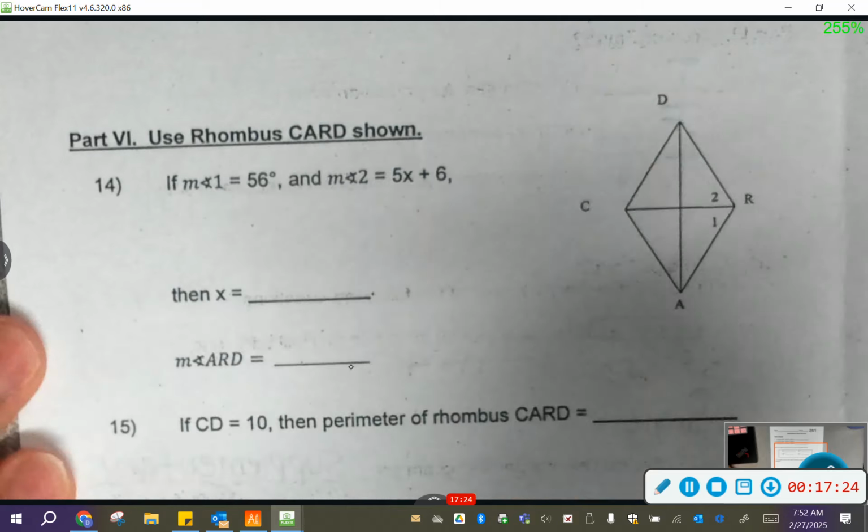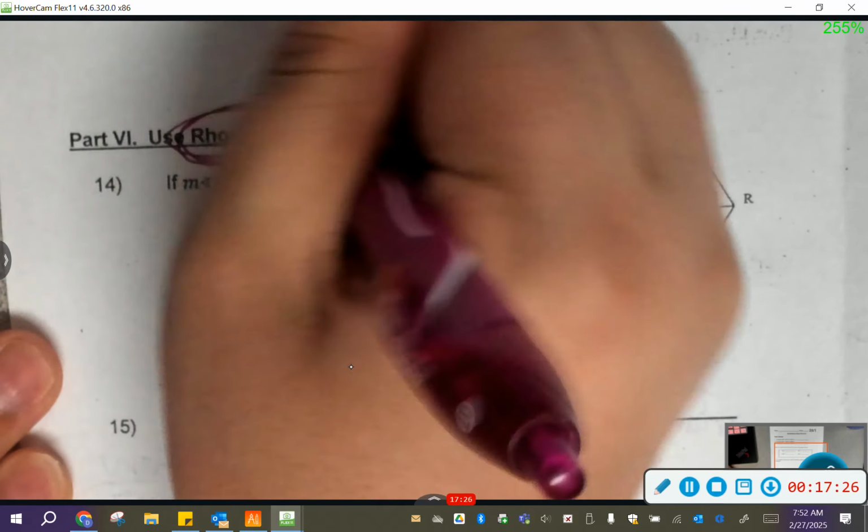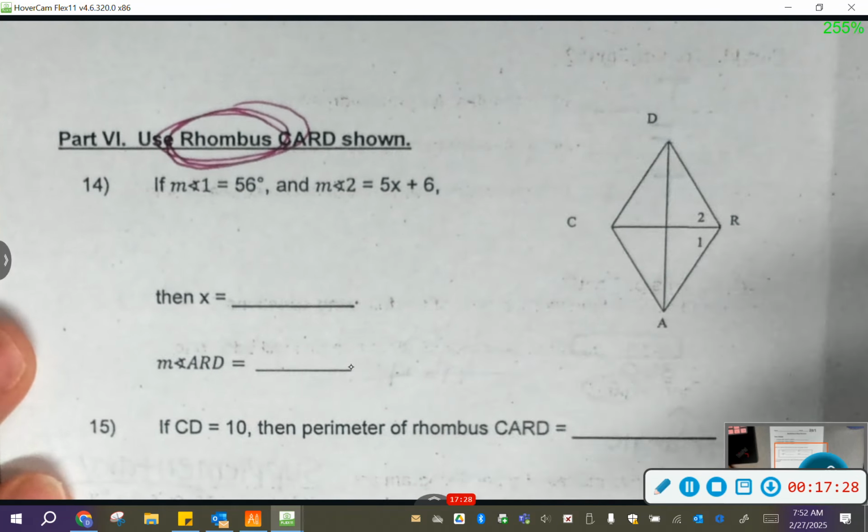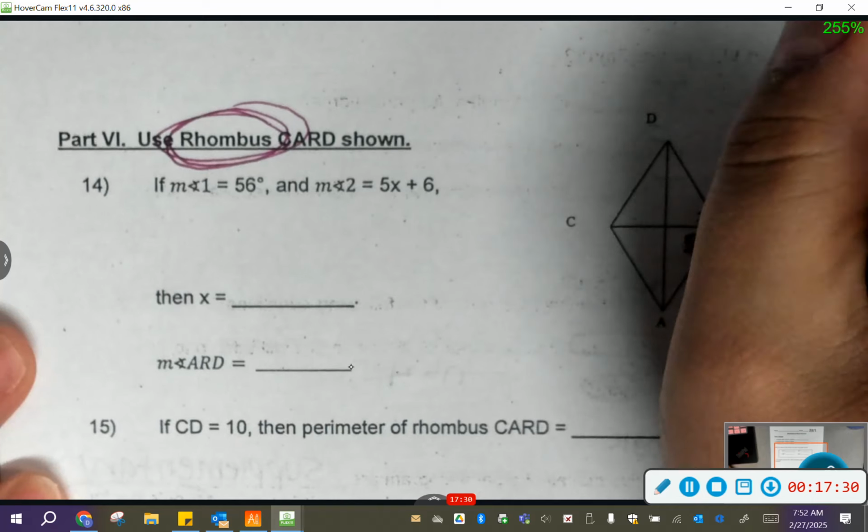A rhombus. My next section is rhombus. Angle 1 is 56. Please put a 56 there.